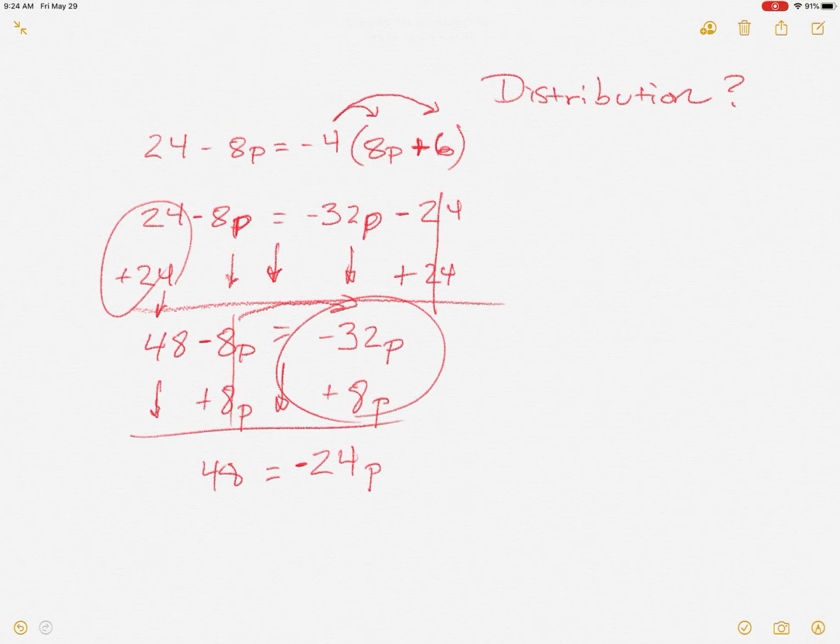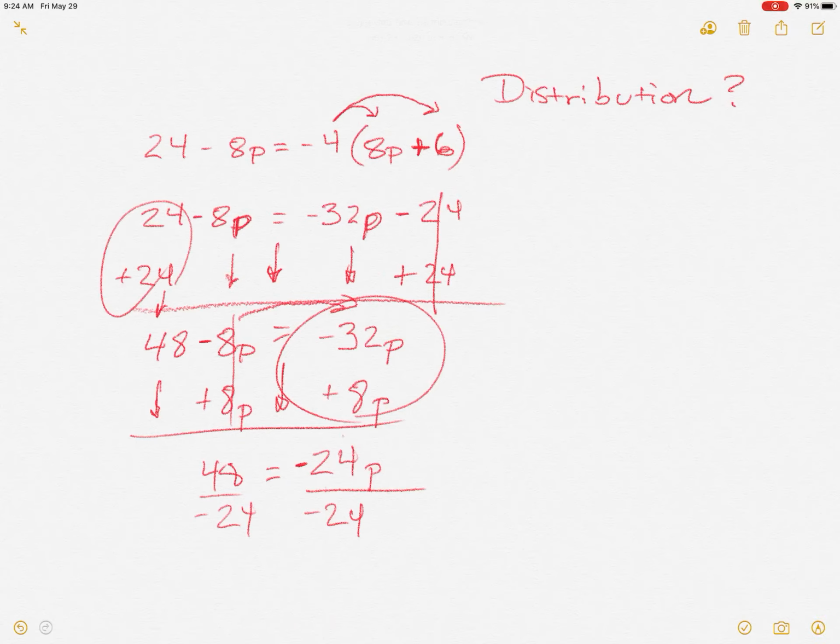And then we have one more step in order to isolate the variable p. Right now we've got a negative 24 times p, so using inverse operations, we're going to do the inverse or opposite of multiplication. We're going to divide by 24. And if we divide by 24 on that side, we need to divide by negative 24 on this side. And then we've got a negative 24 over negative 24.